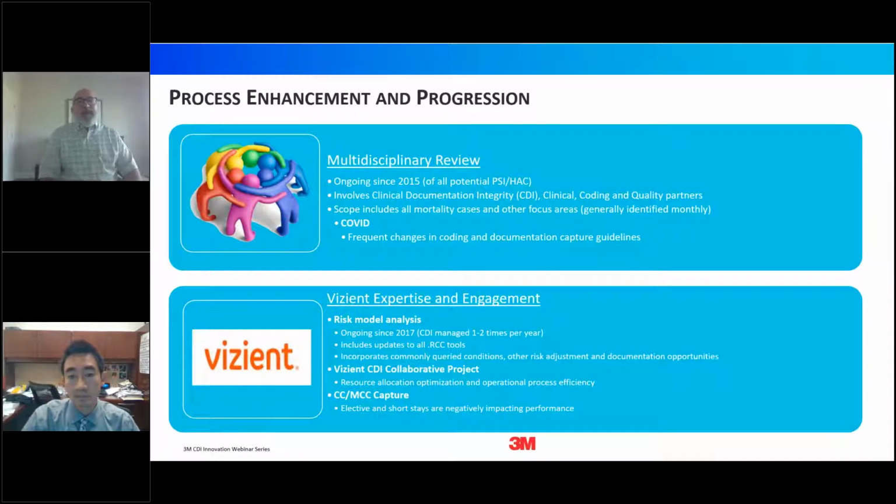alleviate or helps to keep our query rates lower, because if physicians or certain groups have a lot of queries in one area, then we try to incorporate that into the tool. The tool also is managed twice a year. So if Vizient comes up when they redo their models, we go back in and redo our tools.